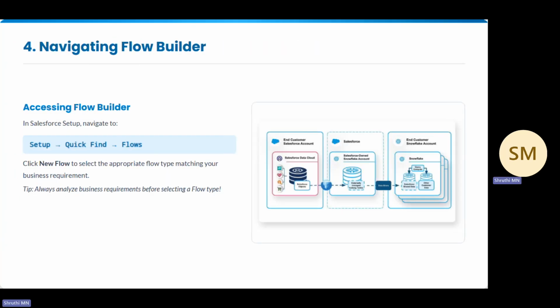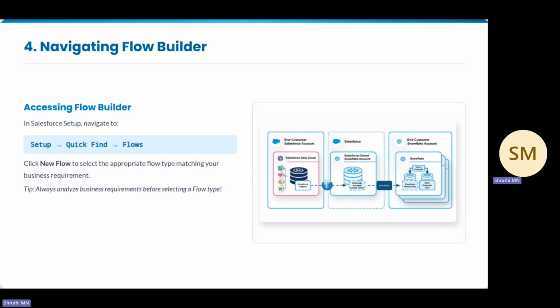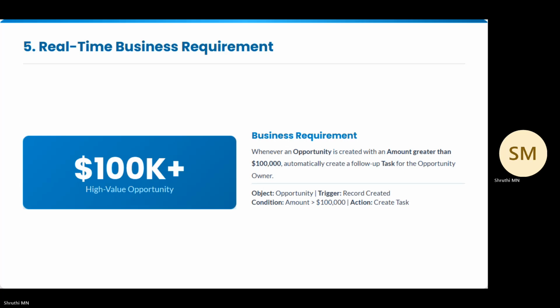Flow Builder. Now let's open Salesforce and understand where we can actually create a flow. Go to Setup, quick find Flows. Click on Flows. Here you can create and manage your flows. Click New Flow. You will see different flow options. This is where we choose the type of automation that matches our business requirement.